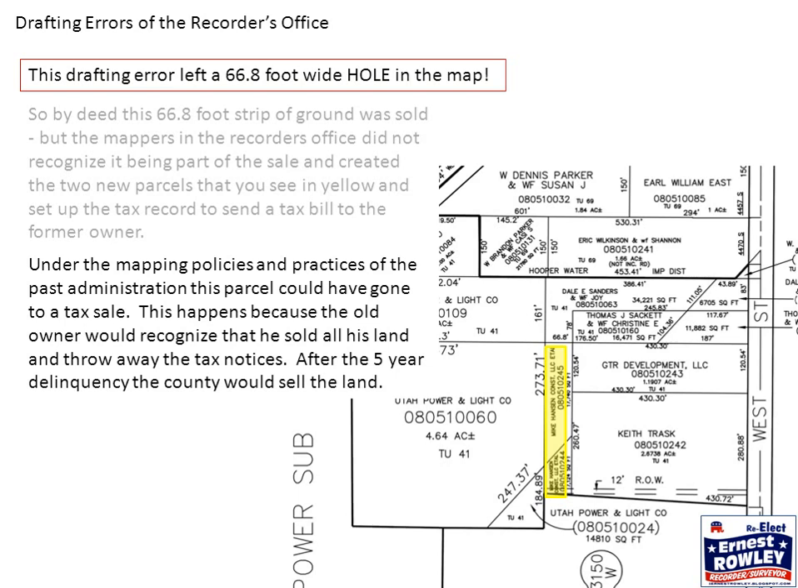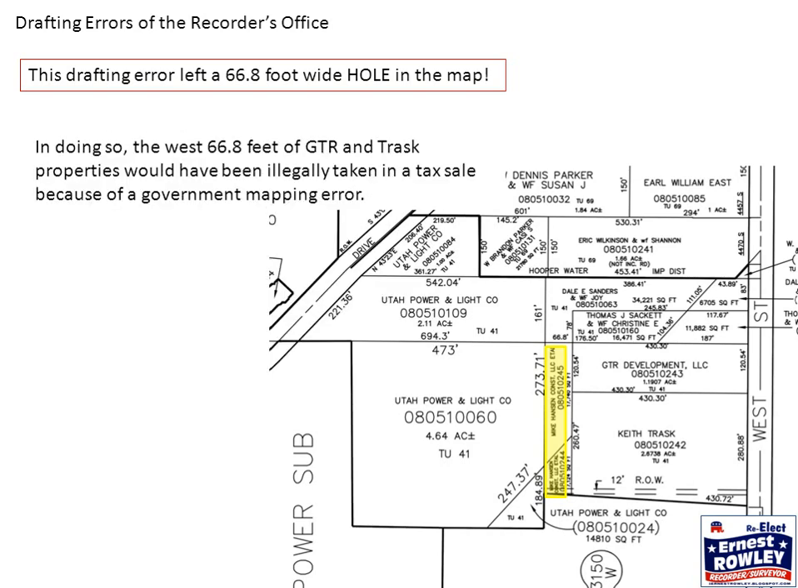Under the mapping policies and practices of the past administration, this parcel could have gone to a tax sale. This happens because the original owner would recognize that he had sold all his land and throw away the tax notices. After the 5-year delinquency, the county would then sell the land. In doing so, the west 66.8 feet of the GTR and Trask properties would have been illegally taken at a tax sale because of a government mapping error.